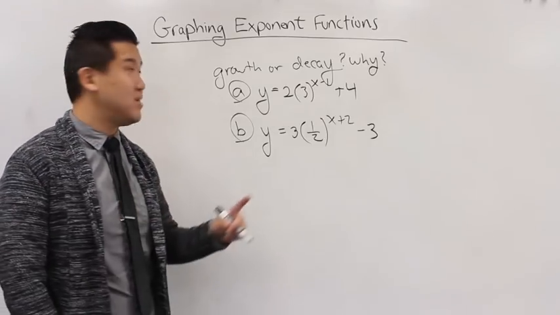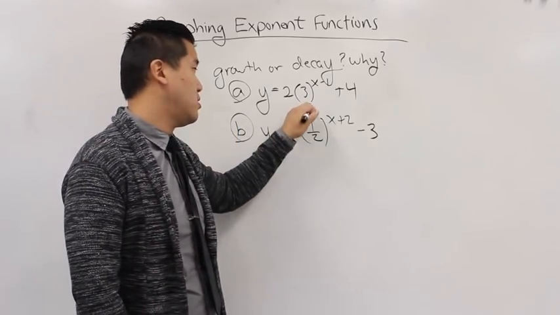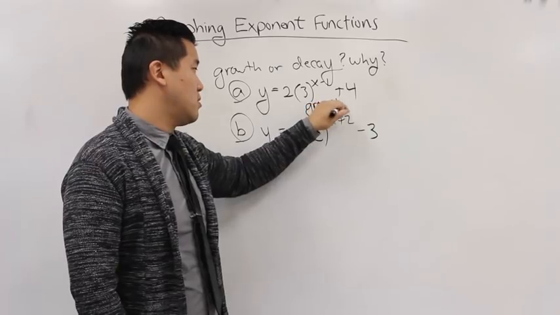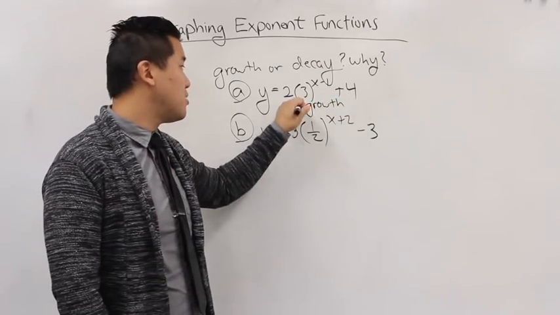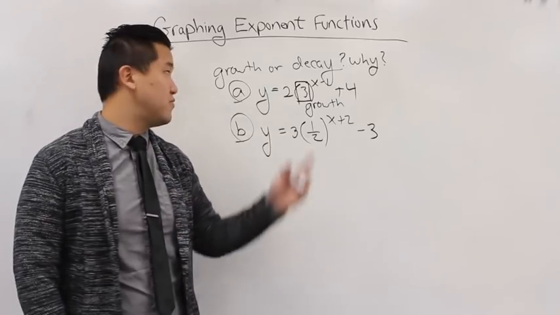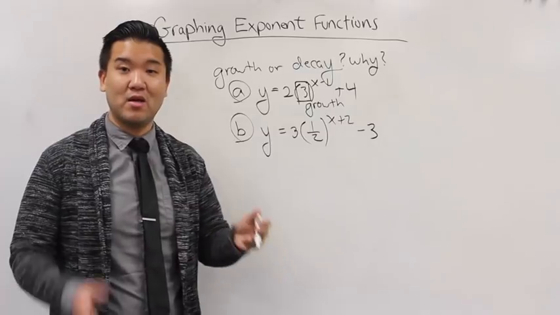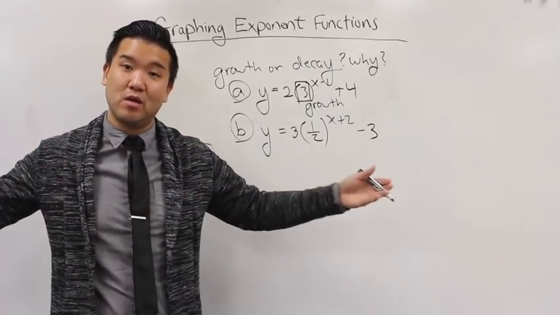Alright, welcome back. Let's try this. The first one, growth or decay. What is it? It's a growth. Why? Because you're multiplying it by 3. Your B value is 3. Think about if you have $2 and you're multiplying it by 3 every time. When you're multiplying something, it gets bigger, bigger, and bigger.